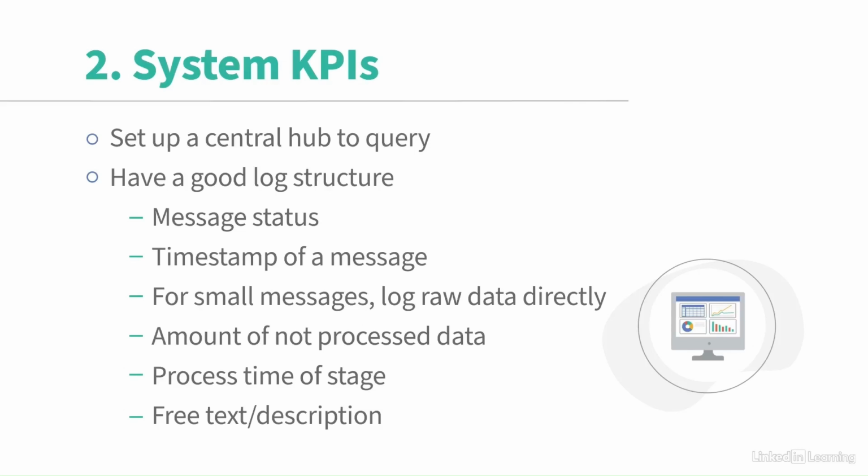You could put in there the amount of not processed data. So if an error occurs, data is not processed. You could put in there processing time for ETL processes, so you can keep information on the processing time if that changes. And sometimes it also makes sense to add a free text here, a description, where out of your processing there comes a better description of what exactly this error means.